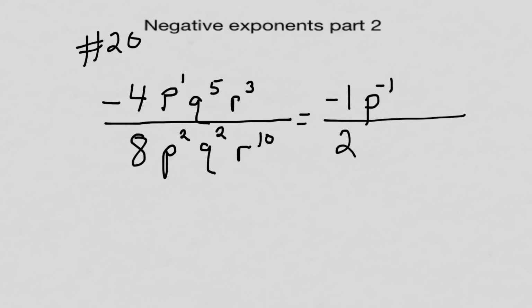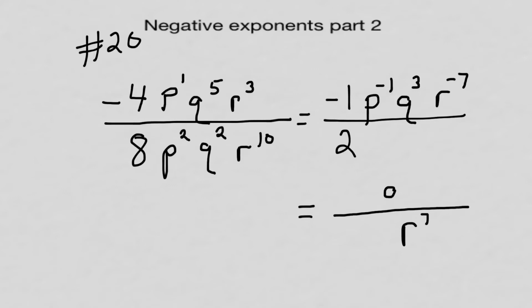All right, the next one, q to the 5th over q to the 2nd. 5 minus 2 is going to give you q to the 3rd. And finally, you've got r to the cubed over r to the 10th. 3 minus 10 is going to give you negative 7. All right, you can't have those negative exponents. So let's fix this. Let's fix the r first. R is going to go to the bottom and just become a 7.